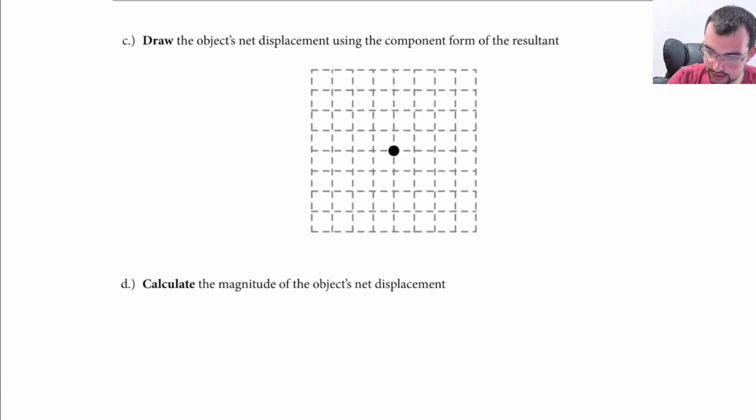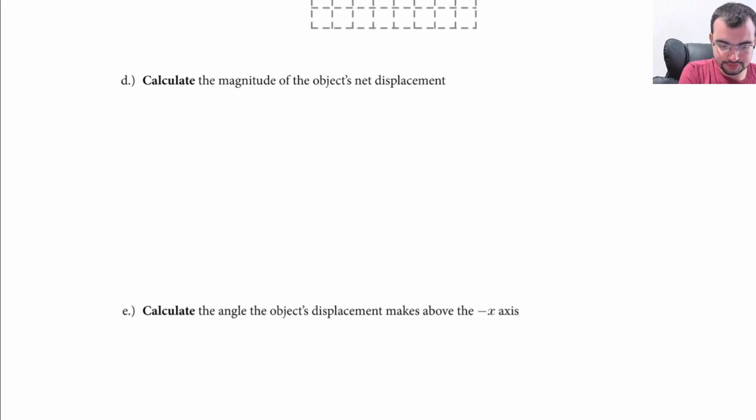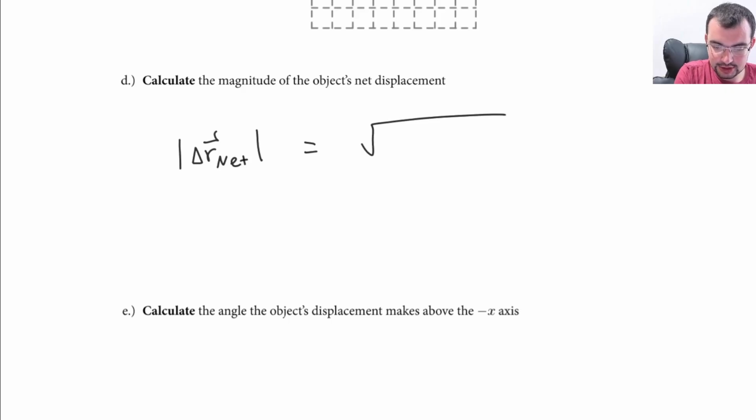So what does this look like? Well, this would look like this, right? Because there's 1, 2, 3, 4 units that way and 3 units. What is the magnitude of the object's displacement? Also, whenever we add a bunch of things, we usually call that the net result. So the magnitude of the net displacement, that's just going to be what? 12 squared plus 9 squared, which makes 15.